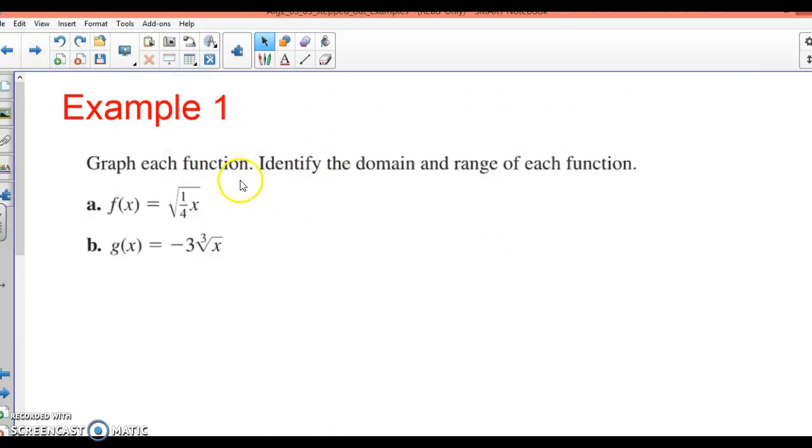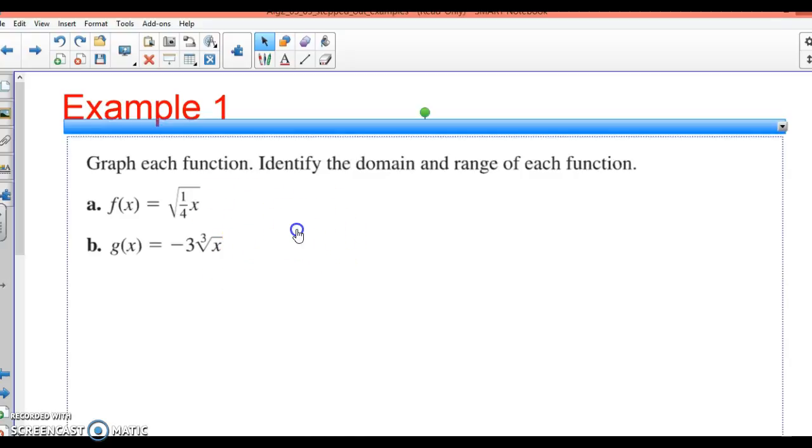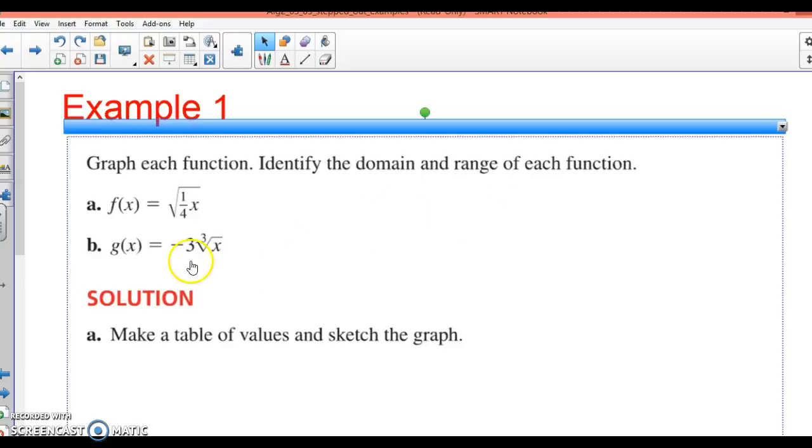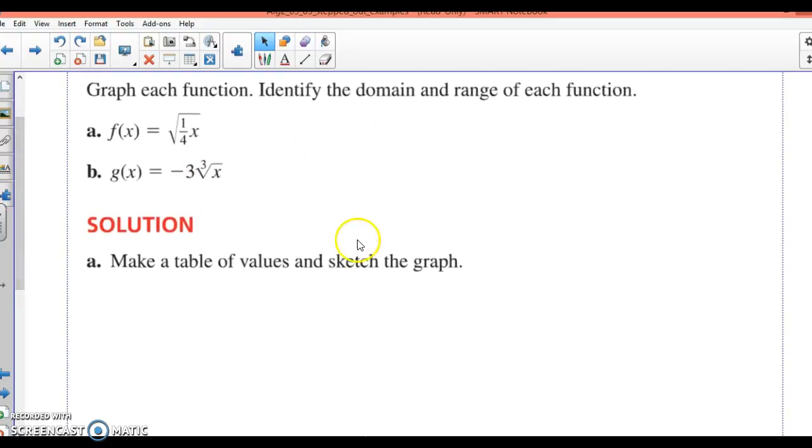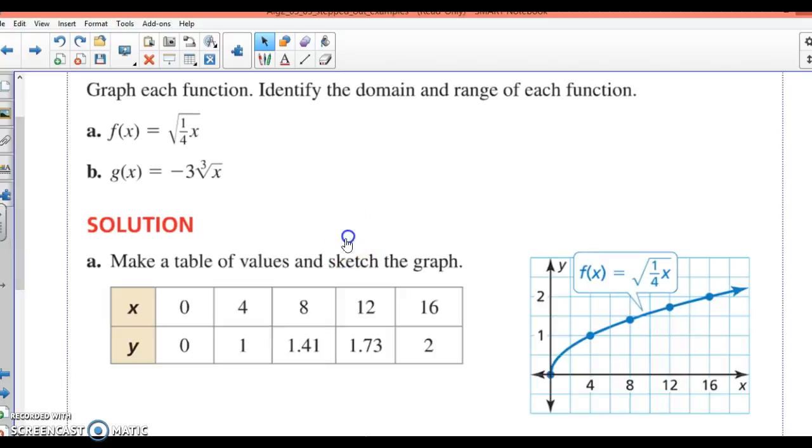So if we're looking at example 1, we're going to be graphing these two different functions and looking for the domain and range. The first thing I want to do when I'm graphing a function, if I don't know what it looks like automatically, is make a table of values and then sketch my graph. So here are some values that I picked, right? I always just pick some x values and then I can graph the corresponding y values.